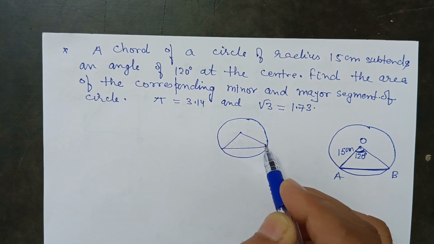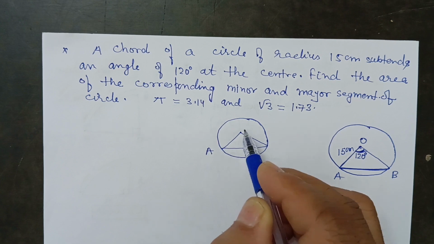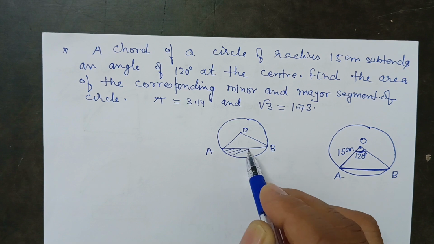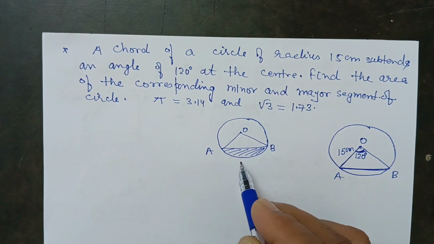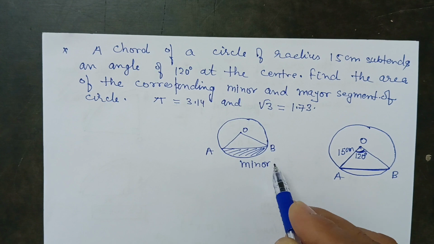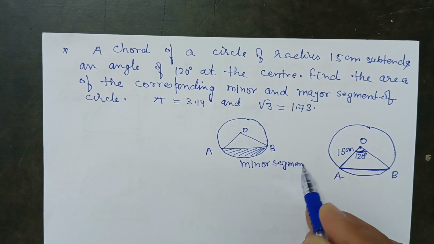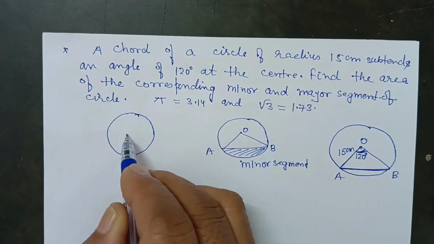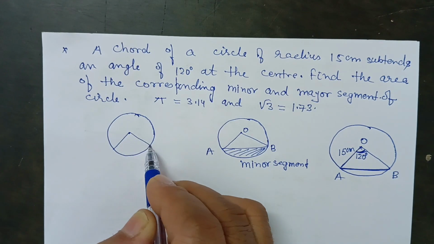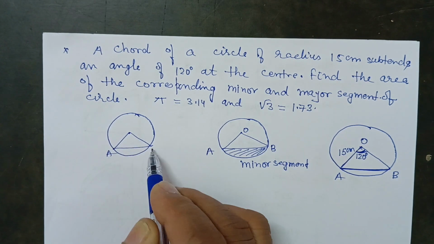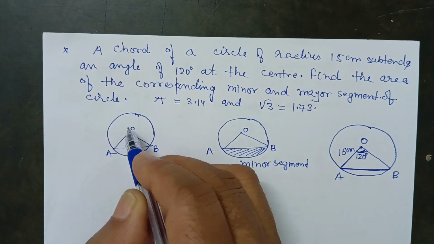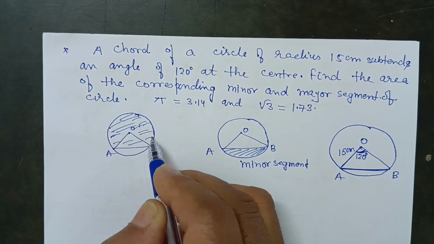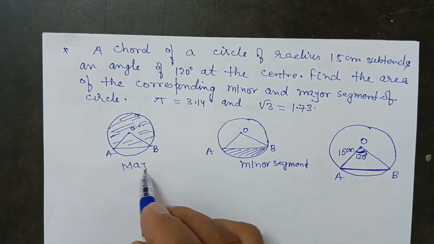This is the replica of the figure of the question. Now in this, this one is the minor segment. In this same figure, the chord we have is AB, and the major segment is this one. This part is the major segment.